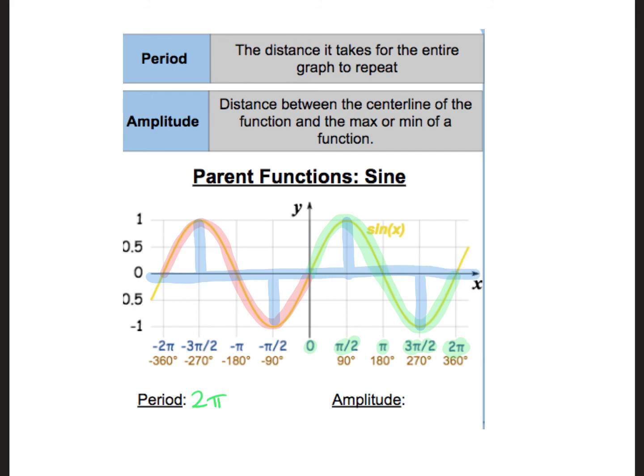Well, the distance from the center to the top is 1. The distance from the center to the bottom is -1, so it's technically 1. So my amplitude is going to be 1. So for a sine function, your period is 2 pi, and your amplitude is 1.